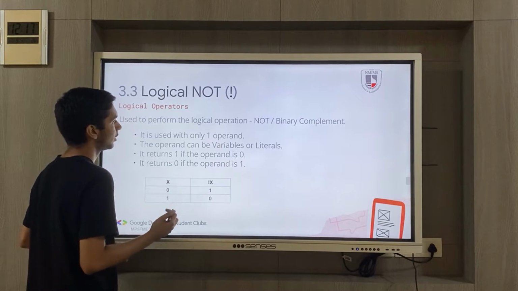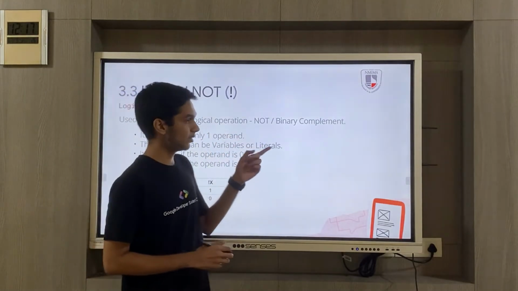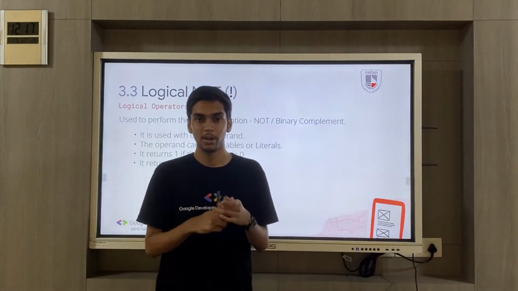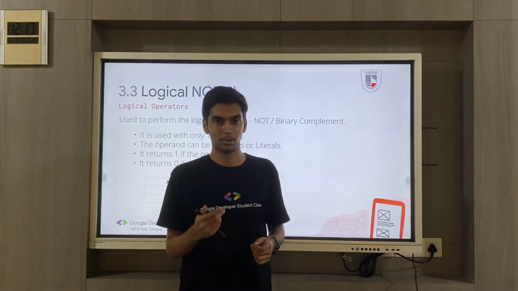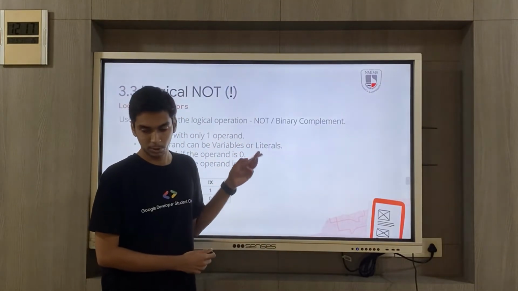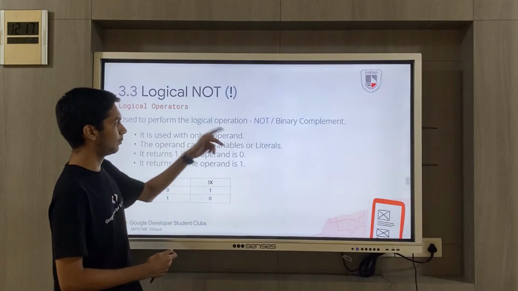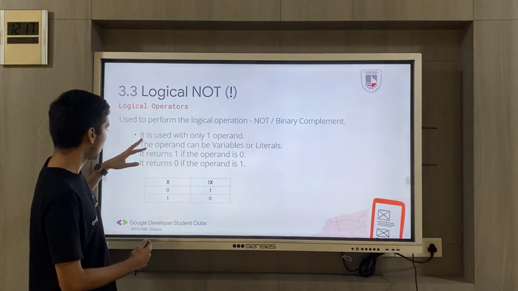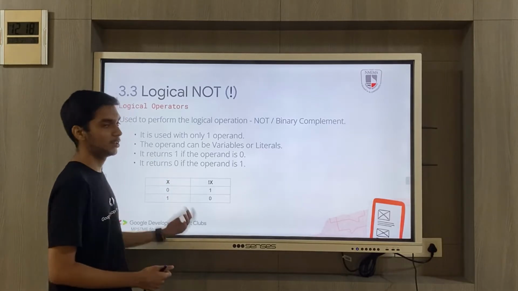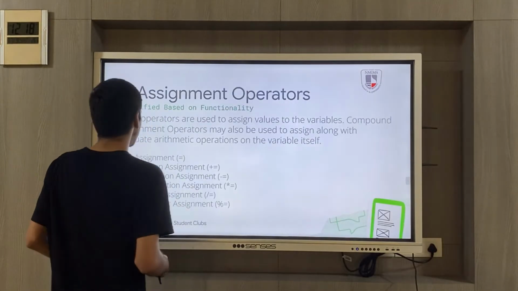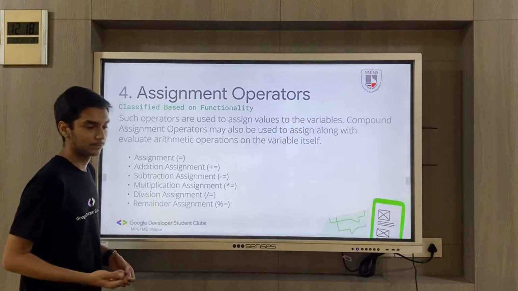Now logical NOT, as you saw in the previous ones, the logical AND and the logical OR have to take both the operands, and only then will they give an output. But this one needs only one operand because it basically takes the one's complement. So if I have 0 it will give me 1, and if I have 1 it will give me 0. It's that easy. Next is assignment operators.